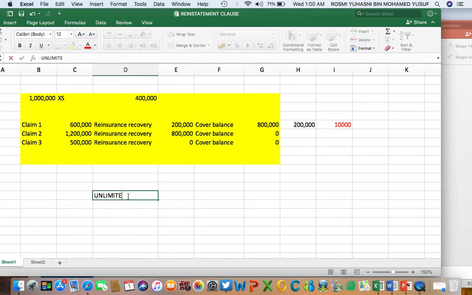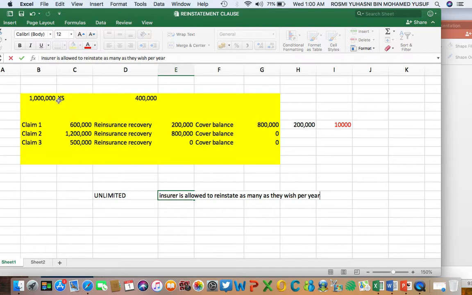Unlimited meaning that the insurer is allowed to reinstate as many times as they wish per year. No limit, meaning that every time the cover is about to be exhausted, the insurer can increase it back to 1 million. And when the cover is about to be exhausted a second time, they can increase it back again, and again for that 1 year. So that is unlimited reinstatement.